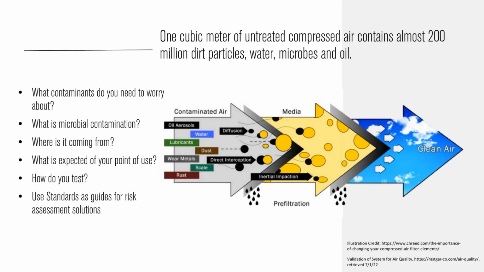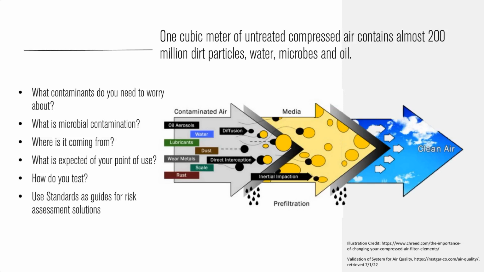Right. Well, 1 cubic meter of untreated compressed air contains about 200 million dirt particles, water, microbes, and oil. And one of the most important things to remember is that ambient air has all of these particles in it, right? That's not the concern. The concern is when you take in ambient air and you compress it into a storage tank, you're also concentrating all of those contaminants per cubic meter.